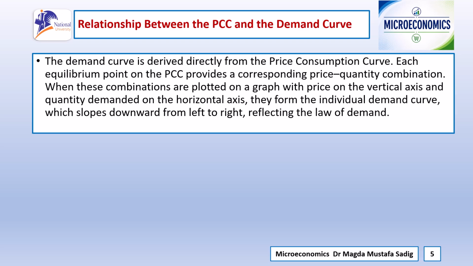Okay, from the PCC to the demand curve. Now let us connect these ideas. In the graph, the consumer spends a fixed income of $25 on cheese and biscuits. The price of biscuits remains constant, while the price of cheese changes. Let me take the pen. Let us say this is the biscuit, and this is the cheese.